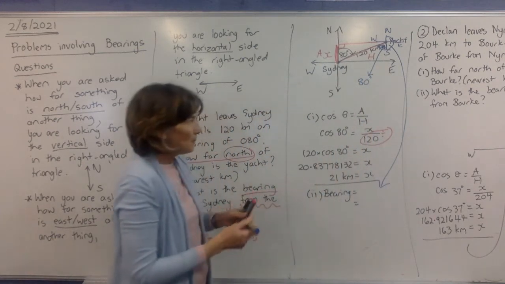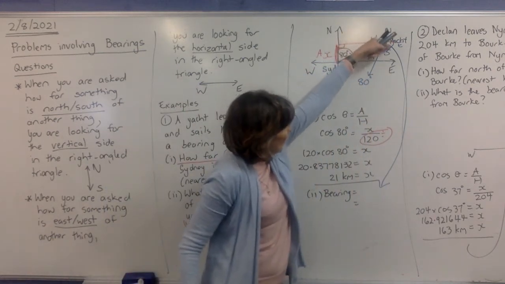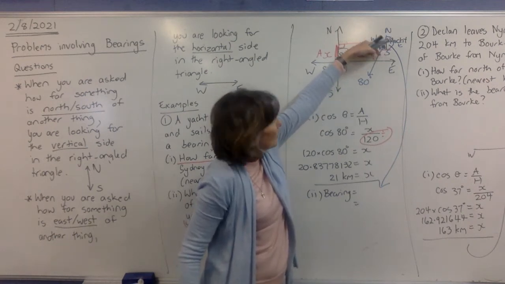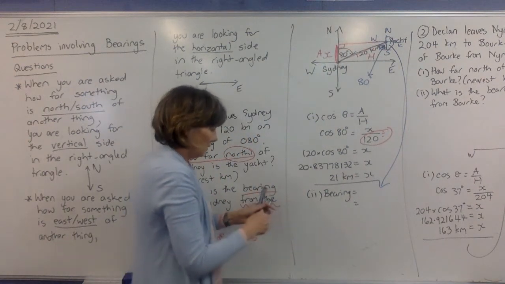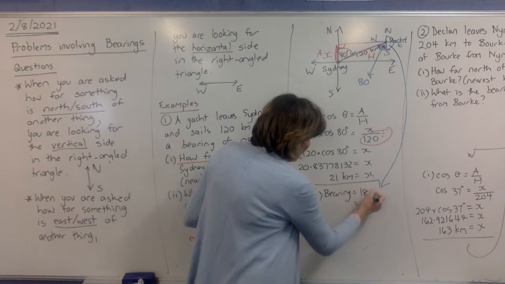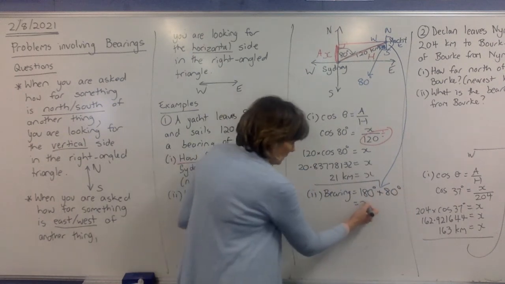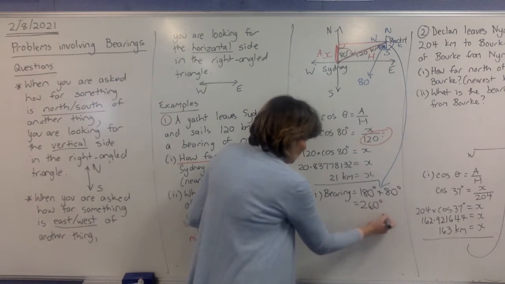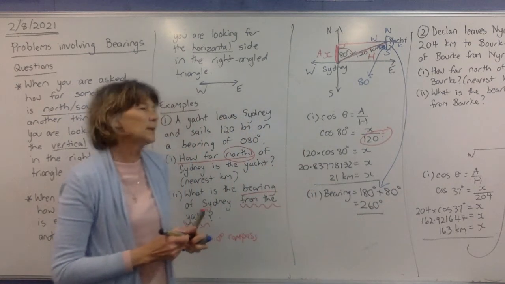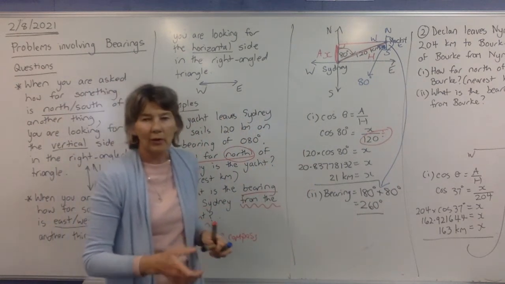So to get my bearing, I'm going to add 180 from north to south plus that 80. So 180 plus 80, do your working for it so they can see what you're doing. And you'll end up with 260 degrees for your bearing. It is a 3-digit angle, so that's fine.